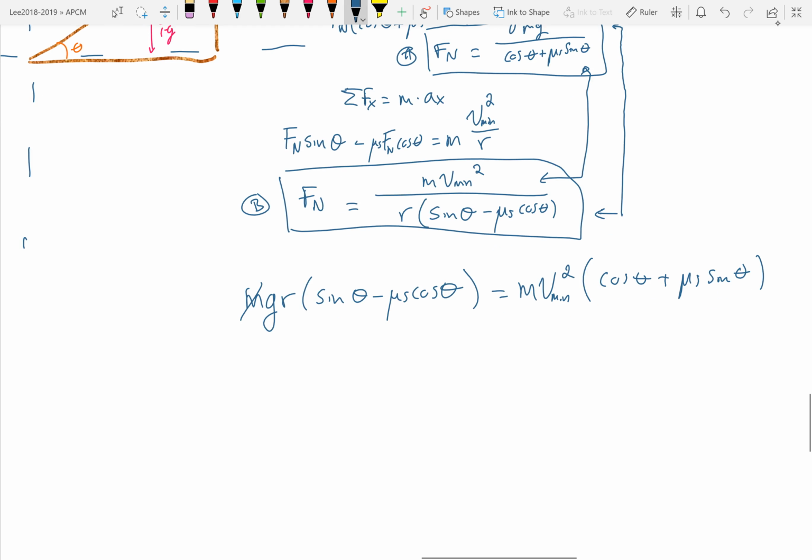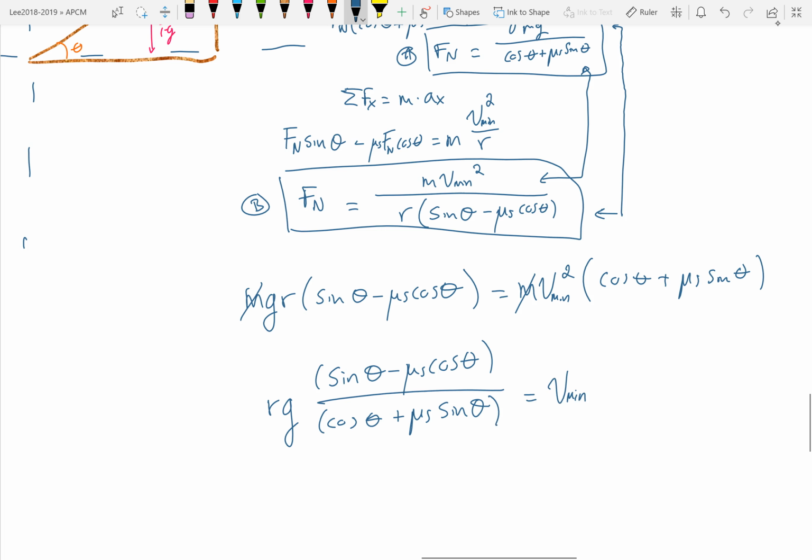Okay, m's are gone. I have RG, I like to write RG first, I don't know why. Sine theta minus mu s cosine theta over cosine theta plus mu s sine theta equals v min squared, square root. There we go.